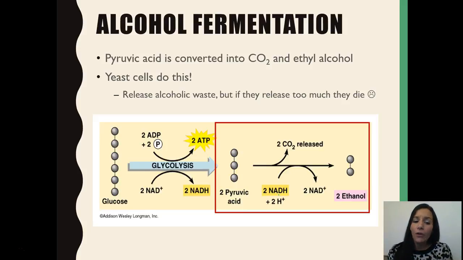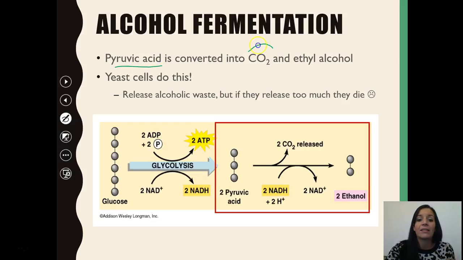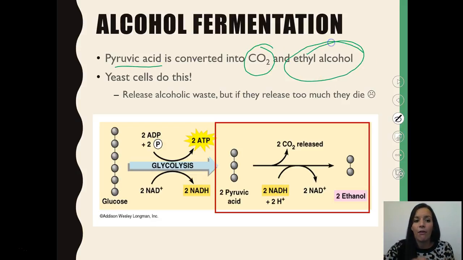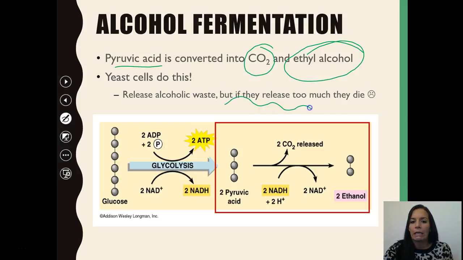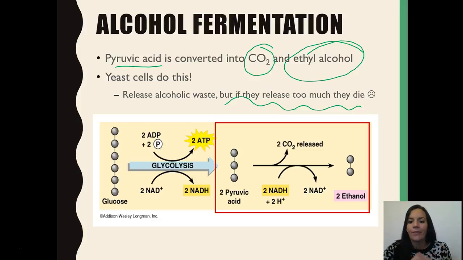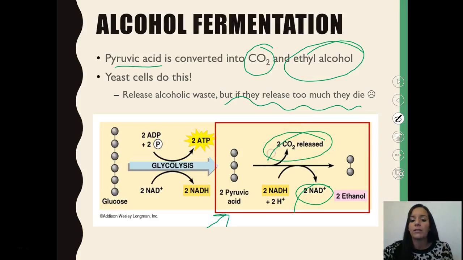So here's a look at alcohol fermentation. This is when that pyruvic acid is converted into CO2 and ethyl alcohol. This is very common in yeast cells. They release that alcoholic waste, but unfortunately they can release too much and sometimes they die. Let's look here at the picture. The red box summarizes the process of fermentation. To the left of that is the process of glycolysis, which we've already talked about. It shows more NAD+ being created, which is what we want, but it also shows that release of CO2.